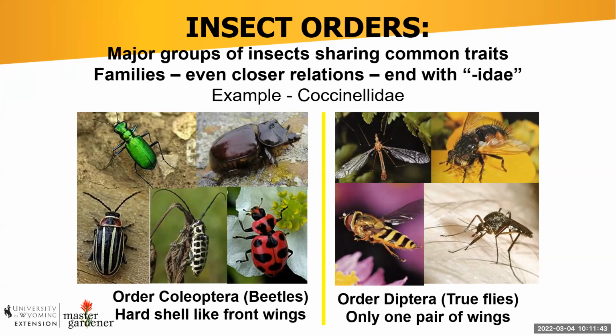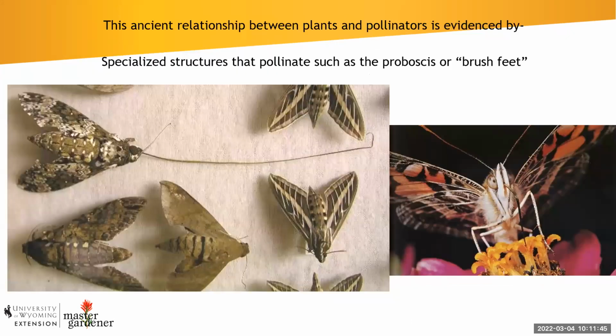They're so diverse. But that ancient relationship between plants and pollinators is evidenced by things like specialized structures, such as this proboscis on a tobacco hornworm moth, unfolded. You've probably all seen on campus in the fall when all the flowers are going, these white-lined sphinx moths visiting. They kind of act like insect hummingbirds. They also have a long proboscis, a flexible mouthpart that they can reach into tubular flowers.